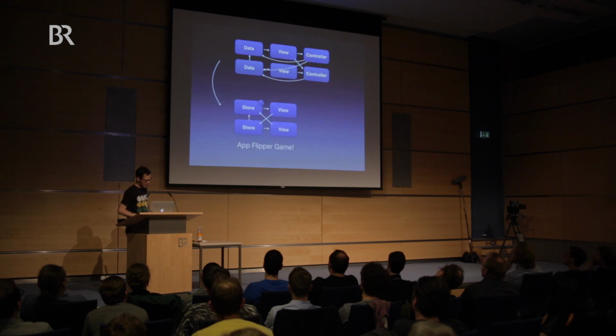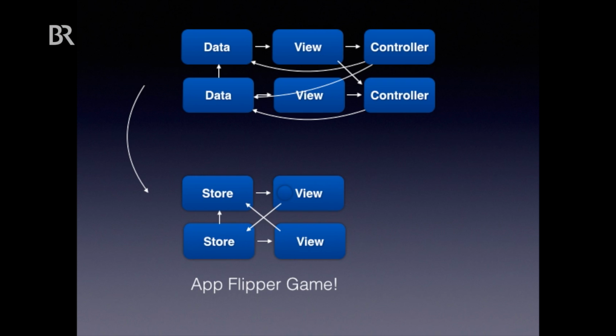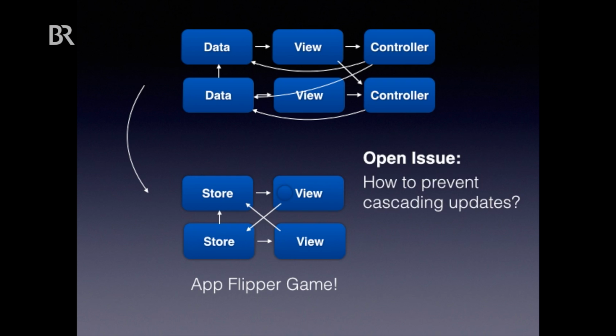Now that we have this, and because it's late, we can play a game, right? We can play App Flipper Ping Pong. You know, those flipper machines where you have this ball and you need to get a higher score, so we can do the same thing here. You just flow the information through your system and you can bounce back and forth. That sounds funny, but there's still an open issue.